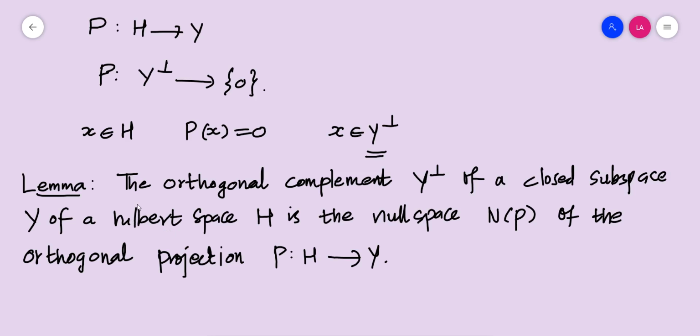It states that the orthogonal complement Y perpendicular of a closed subspace Y of a Hilbert space H is the null space N of P of the orthogonal projection P from H to Y.